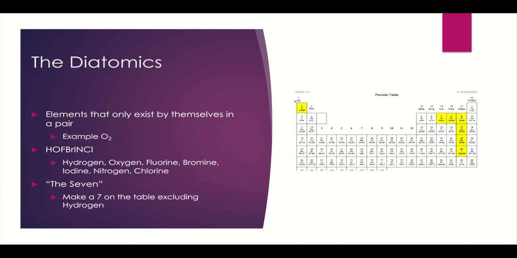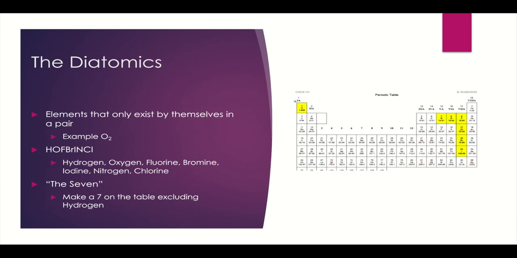So another, not really a group, but a list of elements that become important to us are the diatomics. Okay, di for 2, atomic for atom, so 2 atoms. Okay, these are elements that only exist in twos. They will not exist by themselves as a single atom. So like O2 exists, but O by itself really doesn't. It will always be in some sort of compound if it's like that.